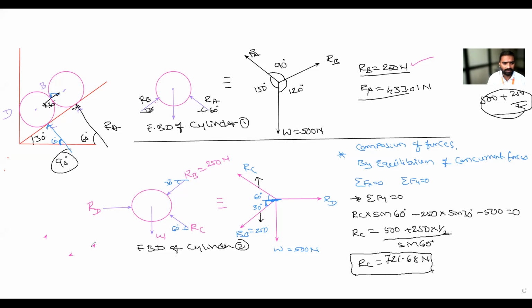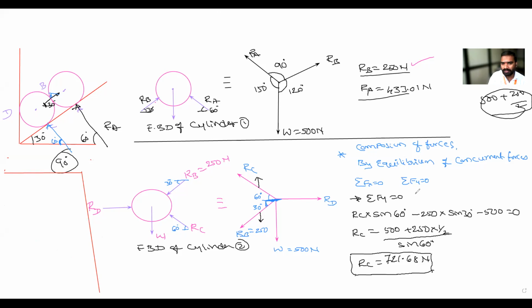Next, what do we have to find out? RD. So how to find out the value of RD? I will apply sigma Fx. Here, what did we apply? Sigma Fy, right? So now I will apply sigma Fx.